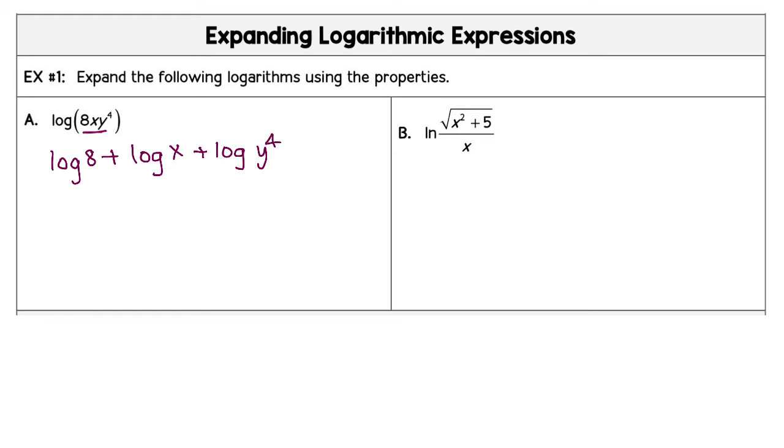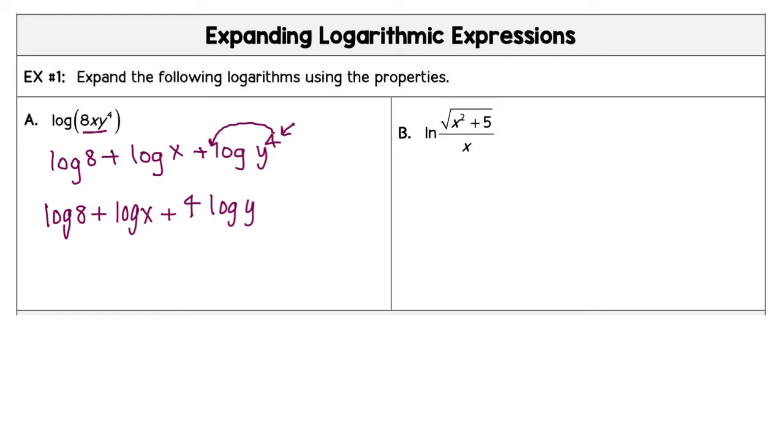Now we're not finished because we've got this exponent here. What property would you think we're going to use with that exponent? Yeah, that 4 is going to move down to the front and become multiplication. So our final answer is going to be log 8 plus log x plus 4 times log y. There's your final answer.